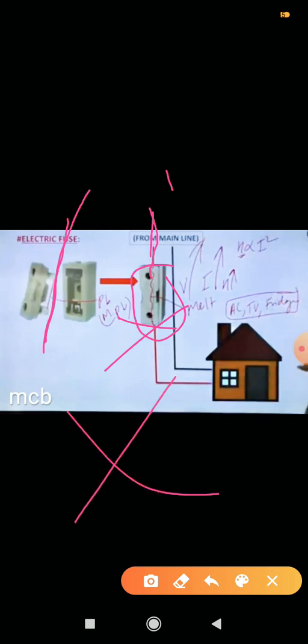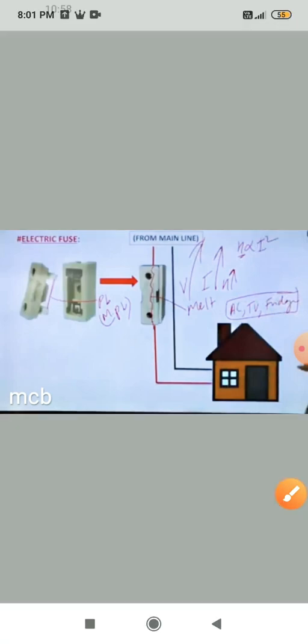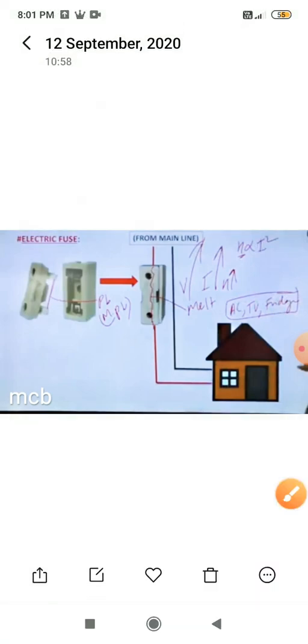If it is a small amount of current, it passes, but when a large amount of current passes through, it melts. Due to melting, the wire gets removed, meaning the fuse gets damaged, and due to this the circuit breaks. The fuse gets damaged, the Pb, the lead, gets melted. By this the short circuit doesn't happen and our appliances don't burn.